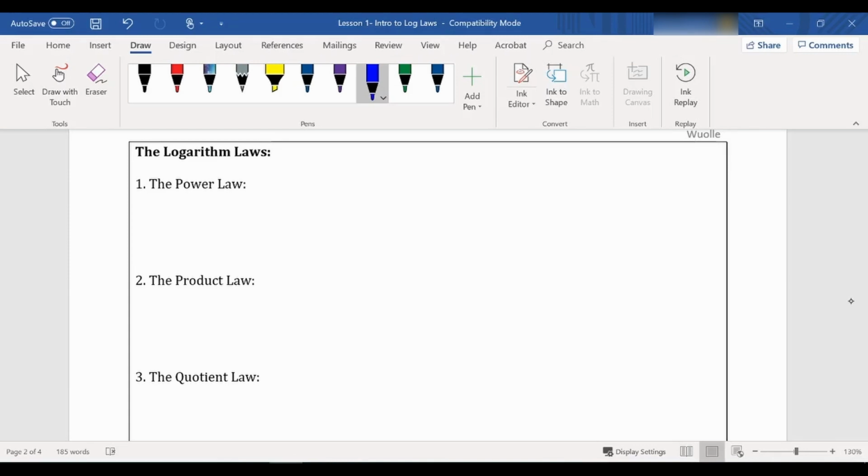So the power law is our first one. This says if you have log base a of some value x to the power of m. So the x to the power of m is all inside the logarithm. The logarithm is not being put to that power, just the inside stuff is. And with a logarithm, you're allowed to bring that exponent down in front and rewrite this as m times log base a of x.